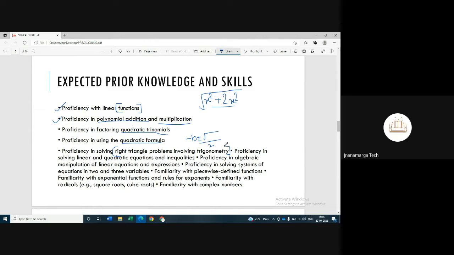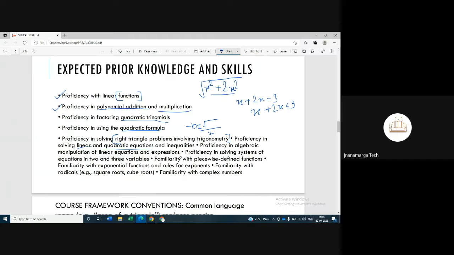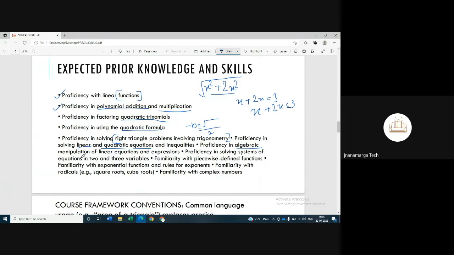Further, we need to have a proficiency in solving the linear and quadratic equations along with the inequalities. So one must know how to solve a linear equation, along with learning how to deal with inequalities. Inequalities is equally important as solving a simple equation that we have. Alongside that, we need algebraic manipulation of linear equations and expressions.